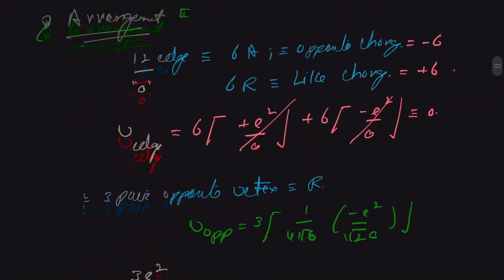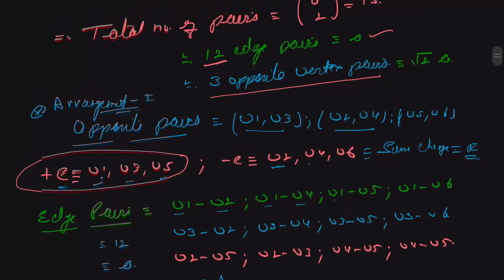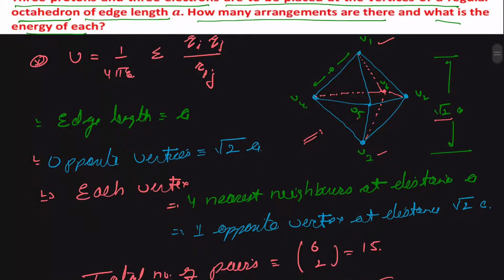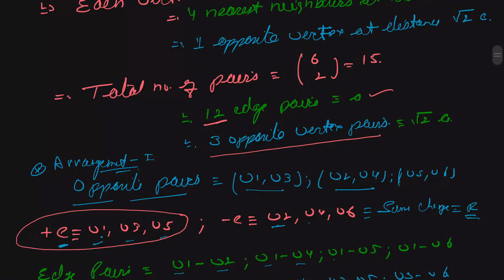So in this particular case, the only tricky thing is to identify the pairs. The rest is very easy. First of all, we need to draw a regular octahedron and identify these vertices, and we should know that from the diagram there are 12 edge pairs, the length of the edge is given as A, and there will be 3 opposite vertex pairs, and the distance between them is square root of 2 times A. The vertex pairs are V1, V3, V2, V4 and V5, V6.